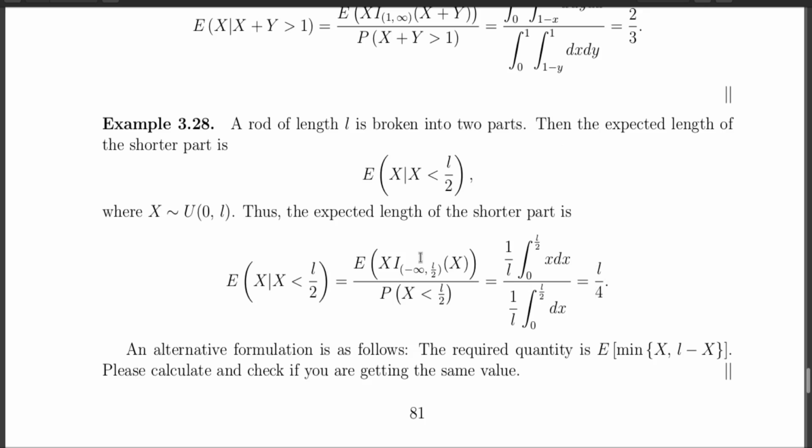Another way of formulating it is this: if I divide into two parts, and suppose one part is X, then the other part is L minus X. So the shorter part is basically the minimum of X and L minus X. So I can find the expectation of this. Try to find it and check whether you are getting L by 4 or not.